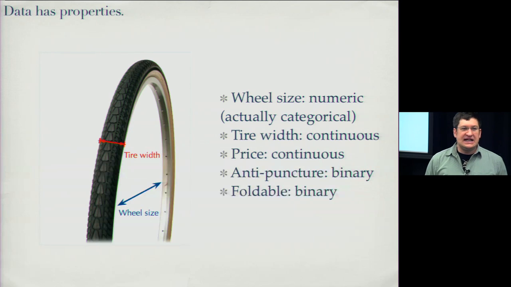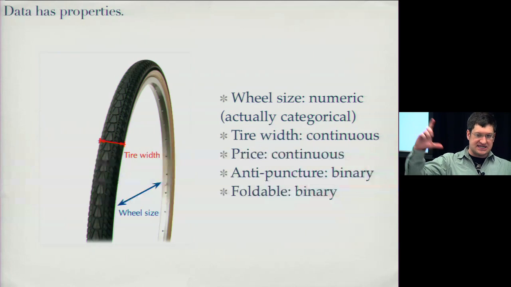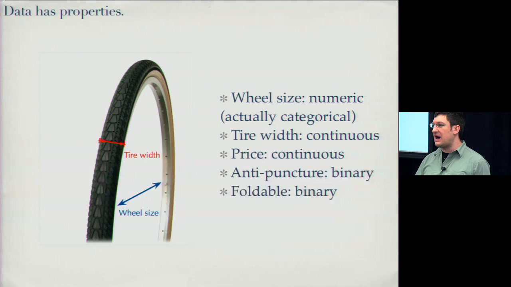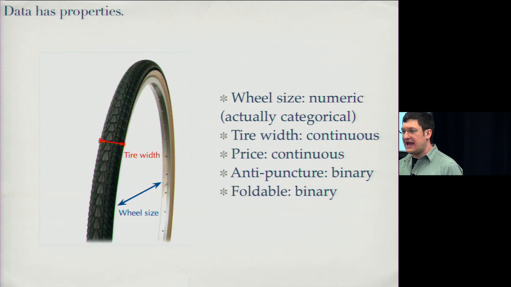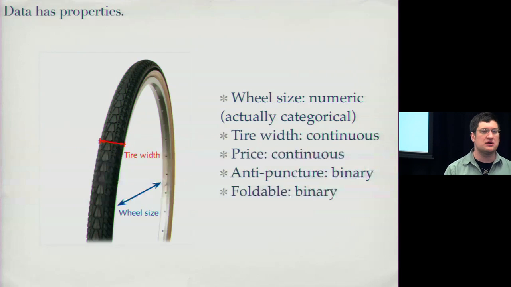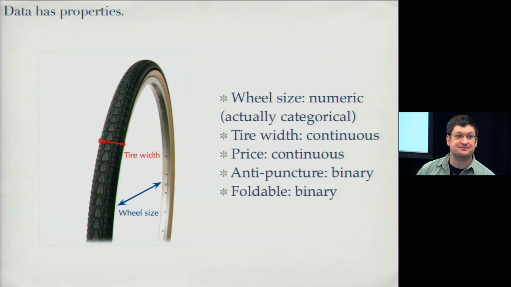And then the tire is going to have a couple more properties, whether it's got some anti-puncture treatments, whether it's foldable and you can stick it in your backpack, or it's got to stay in a big size. So these are more sort of binary properties, and we could break them down a little bit. But there's a variety of different flavors of data, and you're going to use different properties to encode them, ideally, if you want to be successful, which you do.